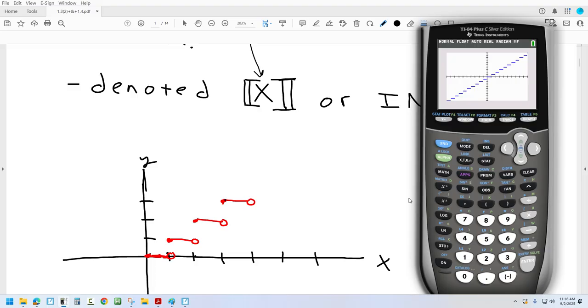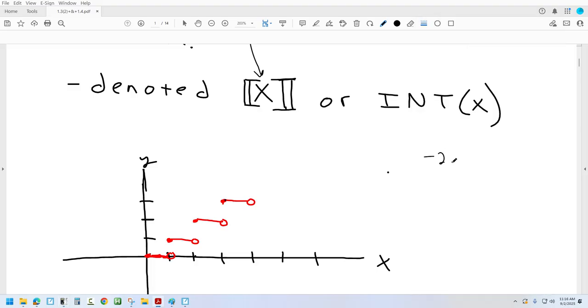Now, let's think about negative 2.3. What's the greatest integer you can think of that's less than or equal to negative 2.3? If you get stuck thinking about it, remember, less than or equal means if you had a number line, you need to give me an integer that's to the left of negative 2.3. The first one you come to, that's the biggest one. Negative 3, yes.